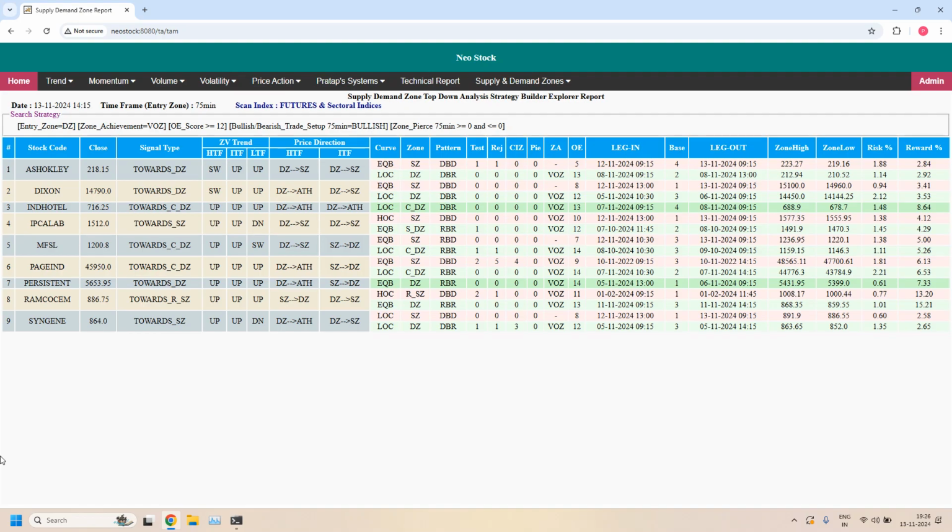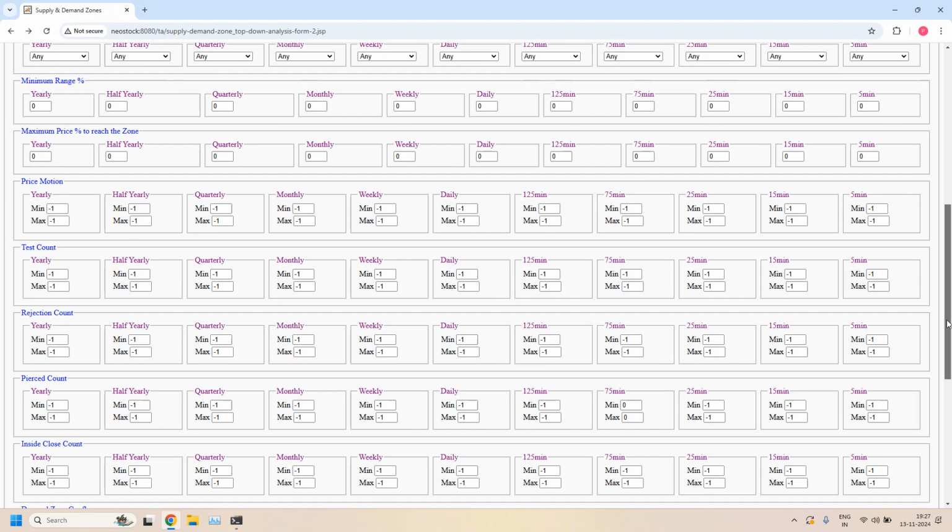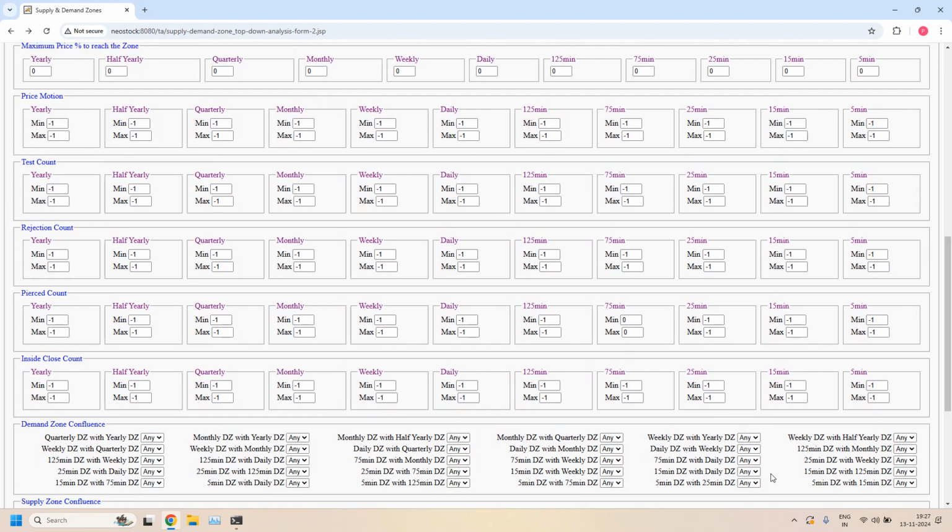That is entry time frame and entry zones are 75 minutes demand zones. In these 9 75 minutes demand zones, there could be some high probability supported demand zones might be available. Let's verify. Based on LTF and ITF demand zone confluence, that is 75 minutes demand zone with daily demand zone confluence.